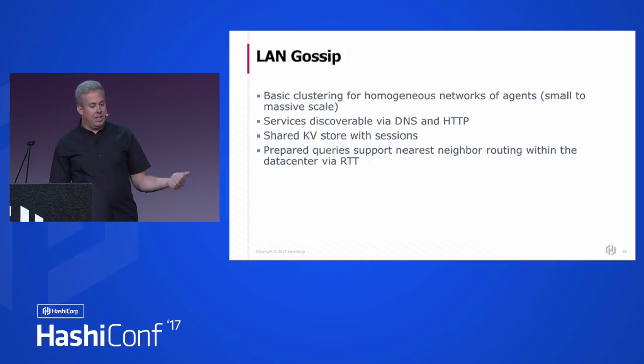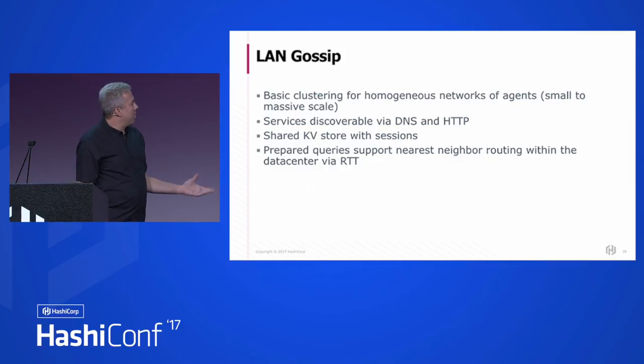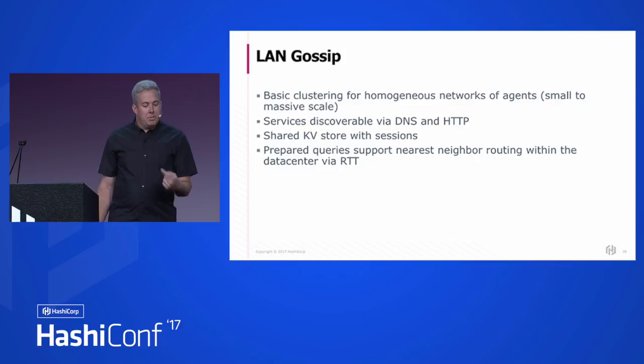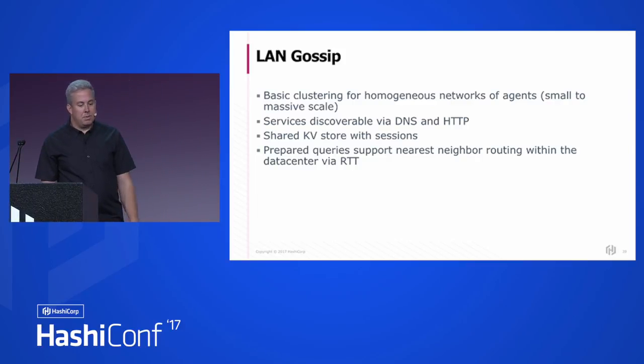So it's basic clustering. The agents are all homogeneous, so they're all treated the same, and they're in a full mesh. Service discovery works via DNS and HTTP. The KV store works. There's some interesting nearest neighbor routing. We'll show some examples of that.